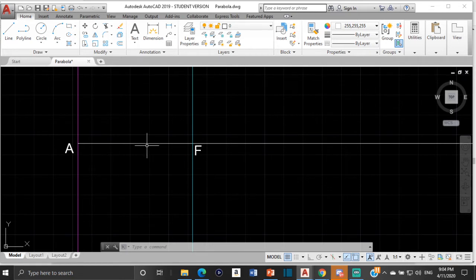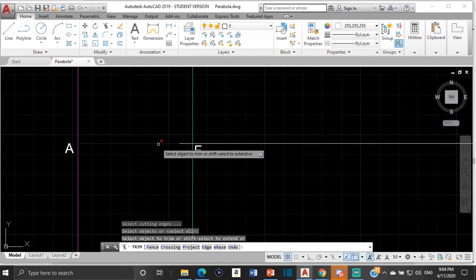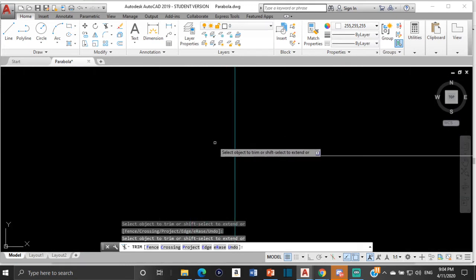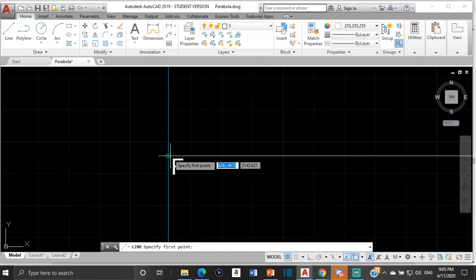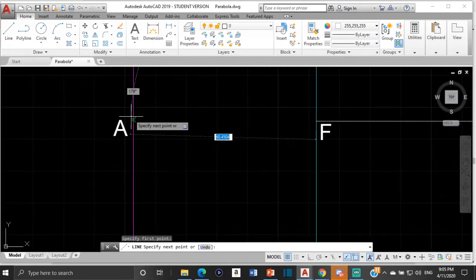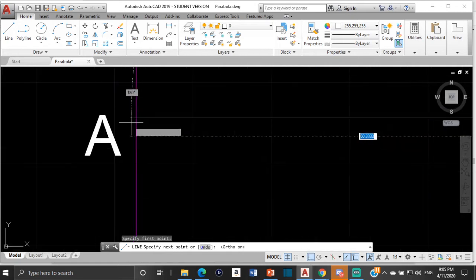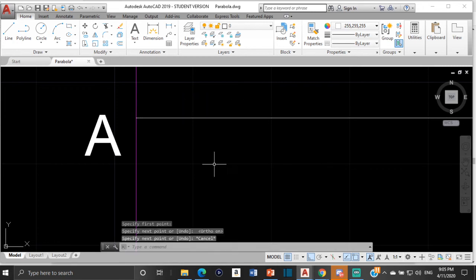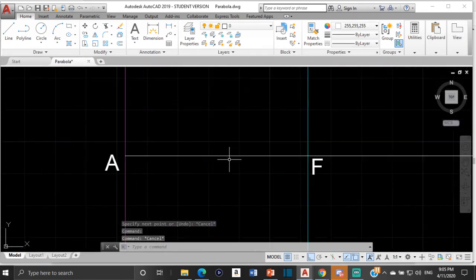If I click on the line, it highlights the entire line, and I don't want that to divide AF. Let me just trim this line here and redraw it. Let me just draw a line from A to F, like that. I'm going to turn on ortho to ensure that my line is indeed a horizontal line. Now I can click on that line and it just highlights from A to F. I'm going to divide A to F into 6 equal parts.